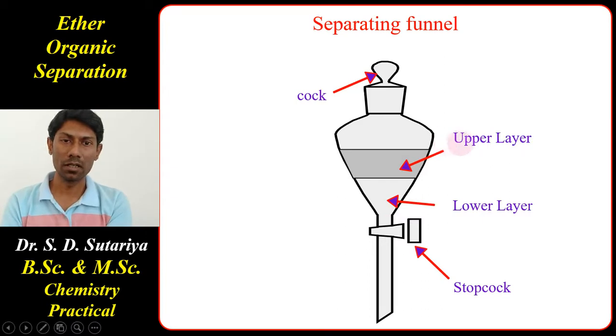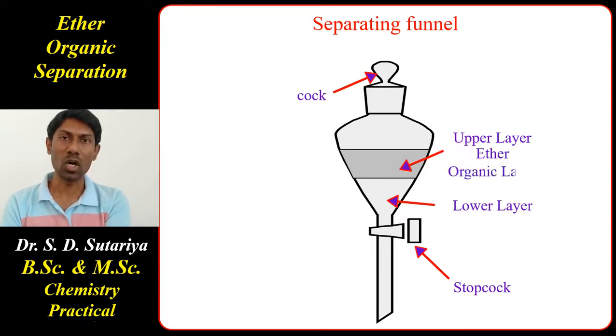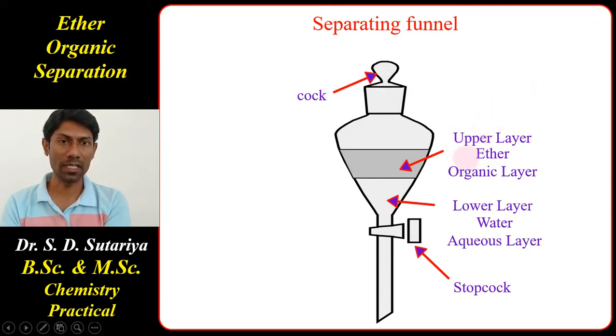The upper layer has the ether extract, meaning the organic layer, and the lower layer has the water extract, meaning the aqueous layer. So the upper layer is the organic layer and the lower layer is the aqueous layer. Clear?